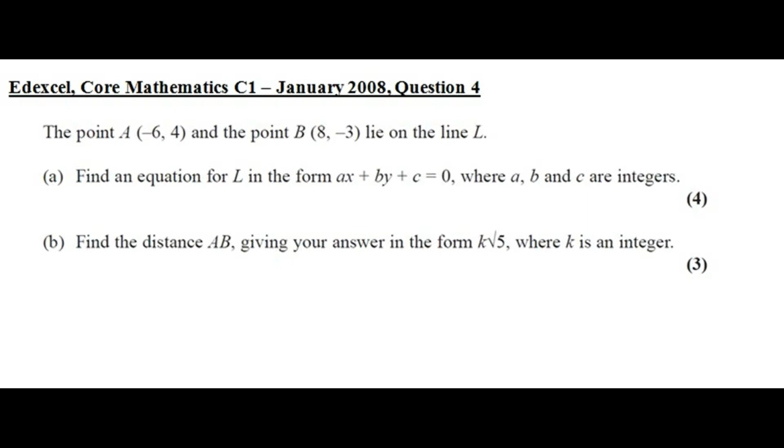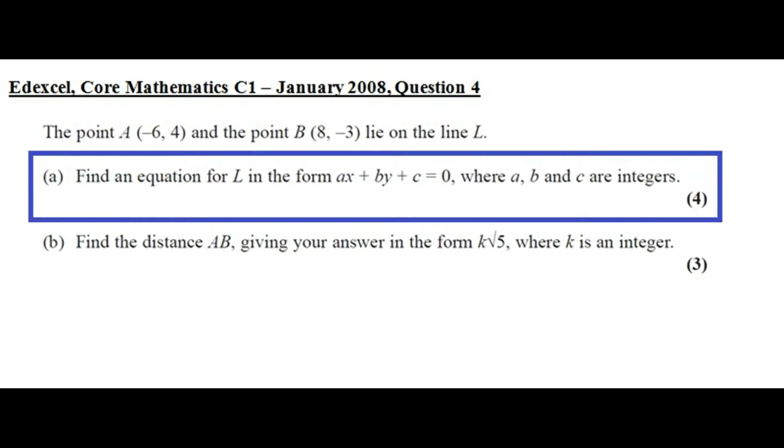Question number 4. The point A having coordinates -6, 4 and the point B having coordinates 8, -3 lie on the line L. In part A, find an equation for L in the form ax plus by plus c is equal to 0, where a, b and c are integers. So let's think about this problem.